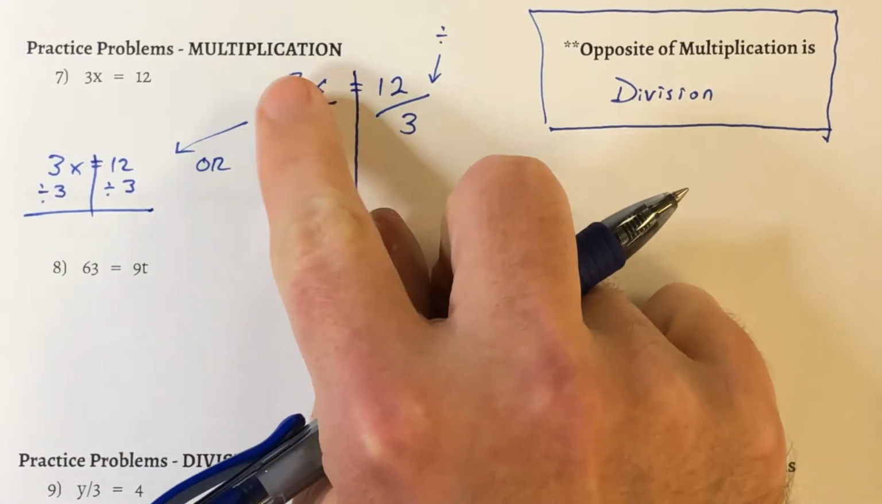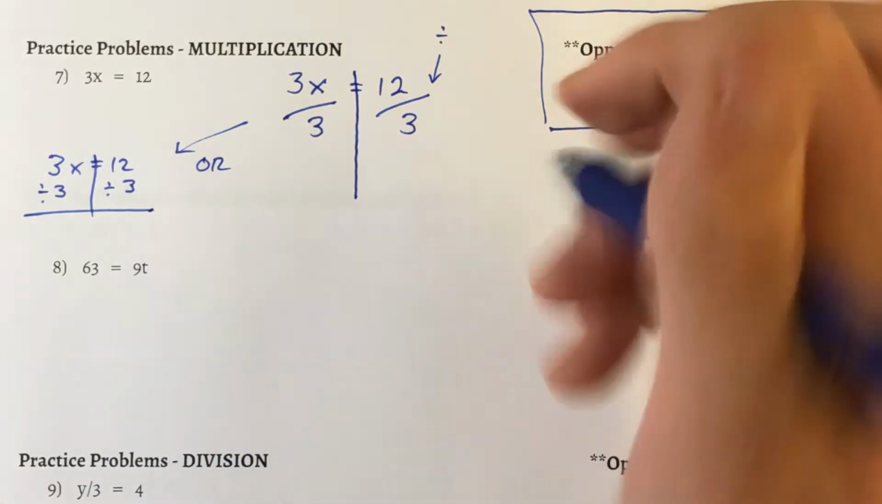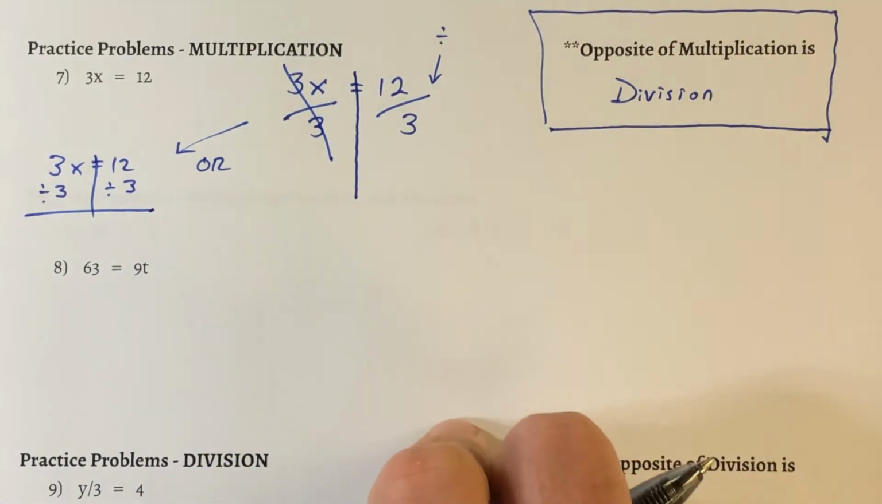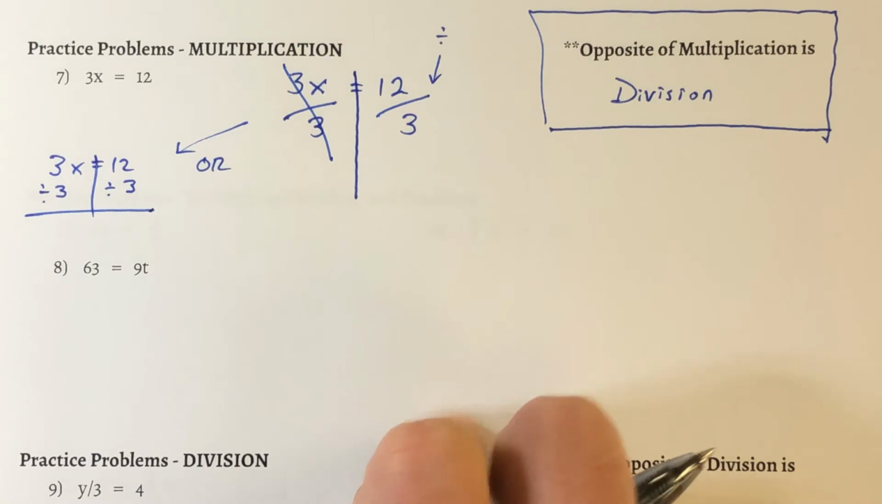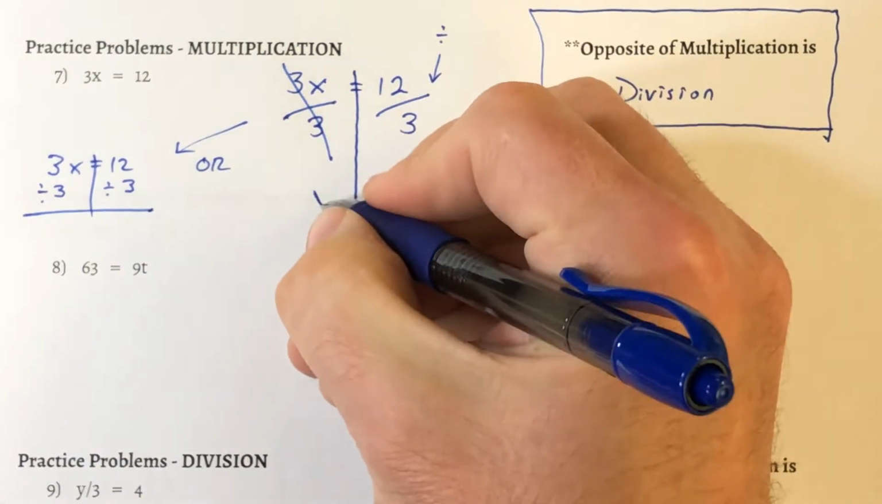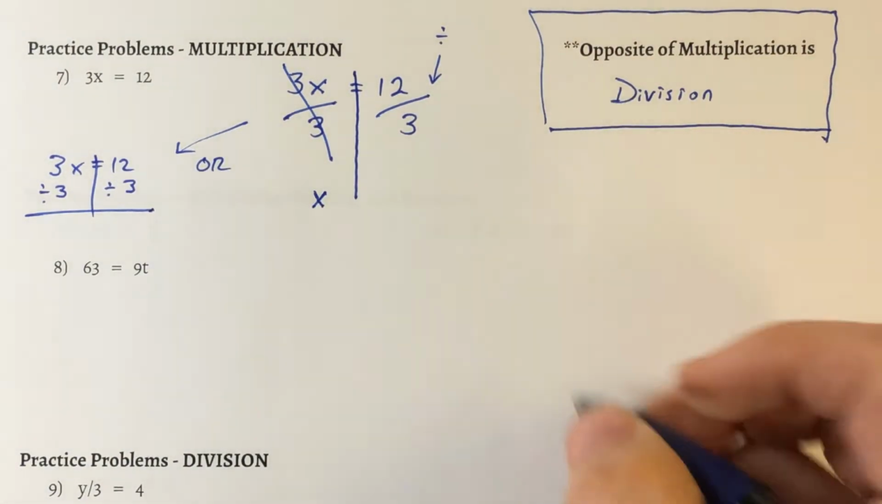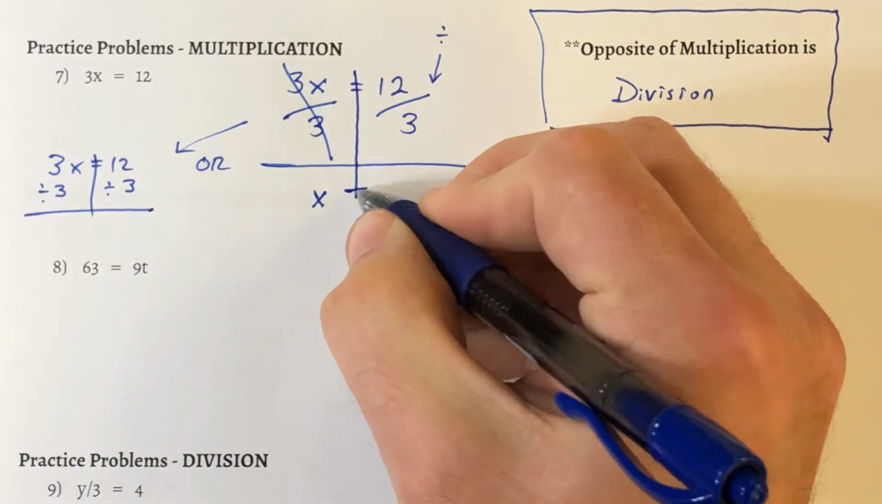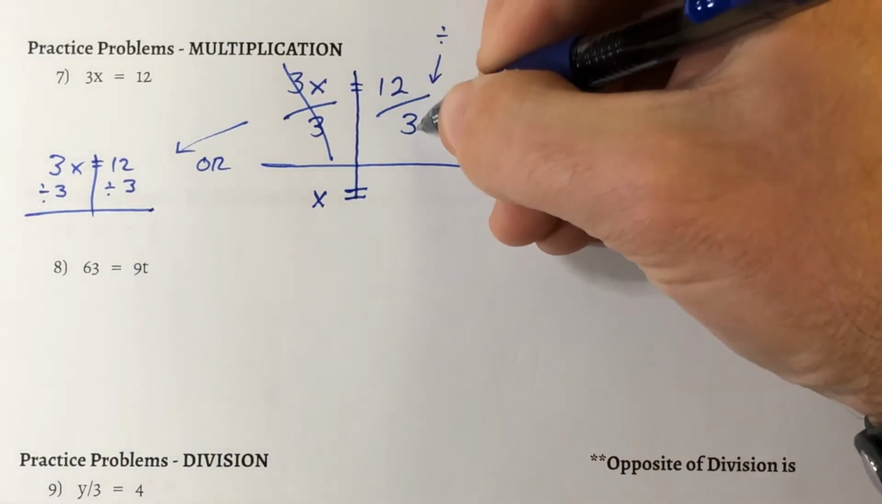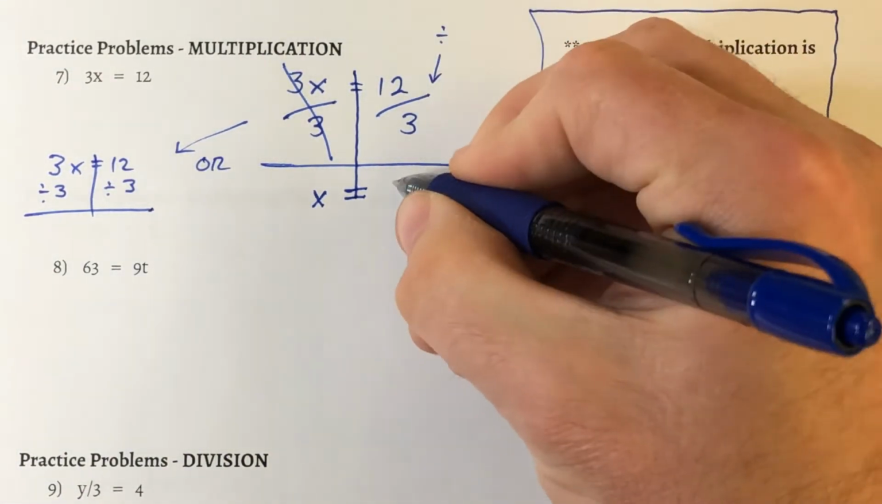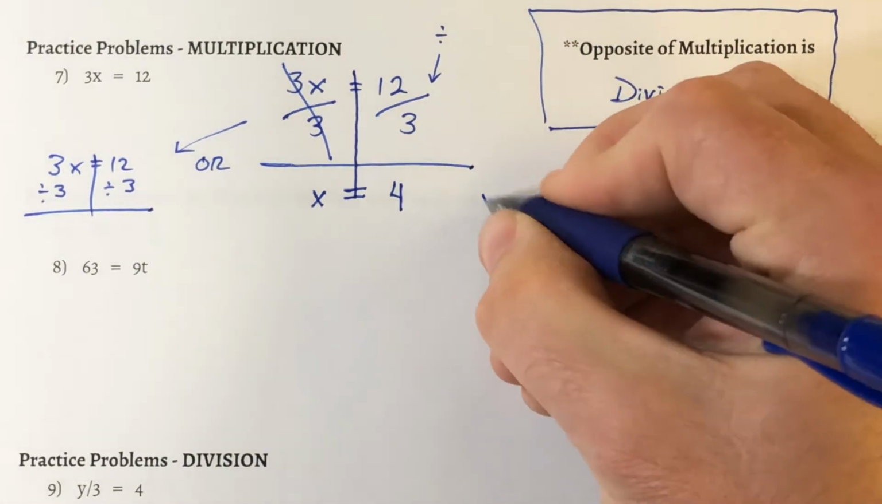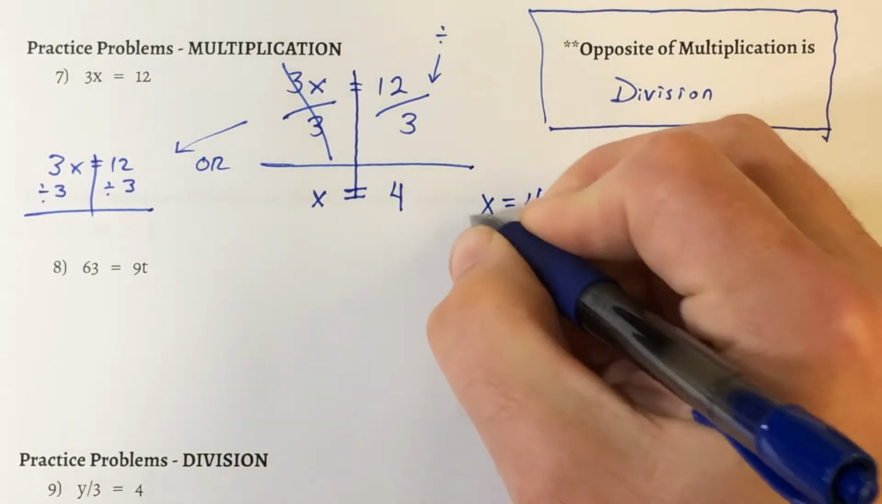When I have multiplied by 3 and I divide by 3, it's going to cancel out because 3 divided by 3 is 1. So I'm left with 1x all by itself. What does x equal? Well, whatever 12 divided by 3 is. So 12 divided by 3 is 4. So x equals 4 is my solution.